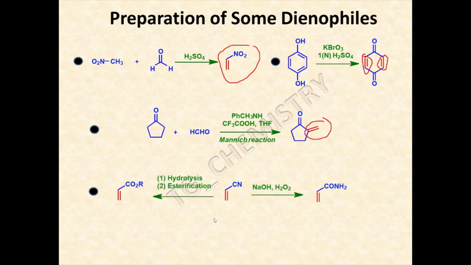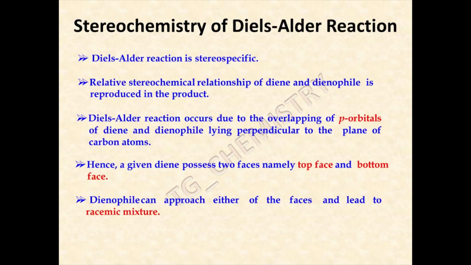Here also is another one with vinyl nitrile. From here you can have the different dienophiles containing the ester functional group or amide functional group, depending on the requirement of the reaction when we intend to synthesize some particularly important class of organic compounds, and that depends on the requirement of the diene as well. So these are some preparation processes of the dienophiles, as we learned.